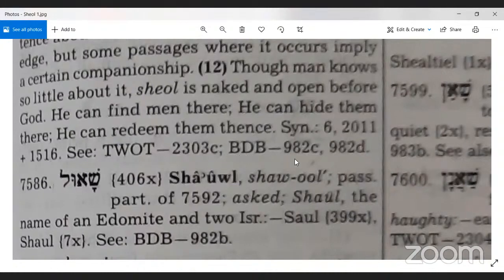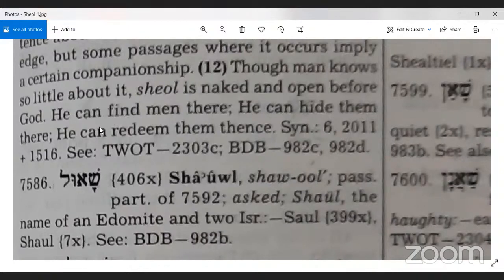So now we're going to look at Brown Driver Briggs 98 2C. Does anybody want to make any comments about number 12 before we move forward? Well, number 12 just says we know so little about it, but it's wide open. It's there for us to gain knowledge about it if we want to.